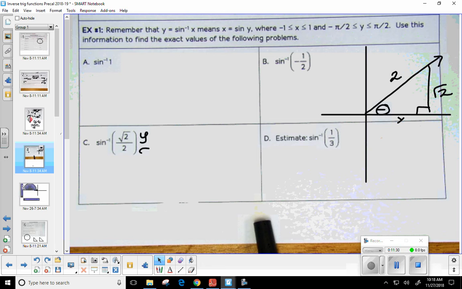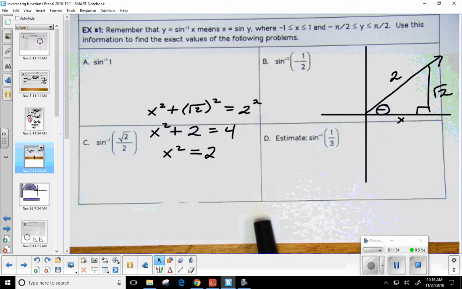If I have two sides of a right triangle, I can use the Pythagorean theorem to find the third. So let's say x squared plus the square root of 2 squared is equal to 2 squared. And what happens when you square a square root? The root just cancels, so that's just 2. So x squared plus 2 equals 4, so x squared equals 2. And then as we just saw with the focus activity, if I want x from x squared, I've got to take the square root.